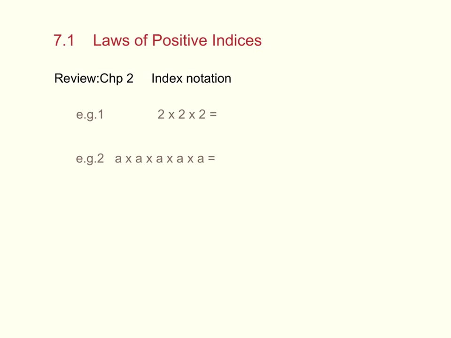In example 1, to use index notation to represent 2 times 2 times 2, you see there are 3 twos here, so we can write it is equal to 2 to the power 3. To use the index notation to represent this expression, you can count that there are 5 a's here, so you can say it is equal to a to the power 5.